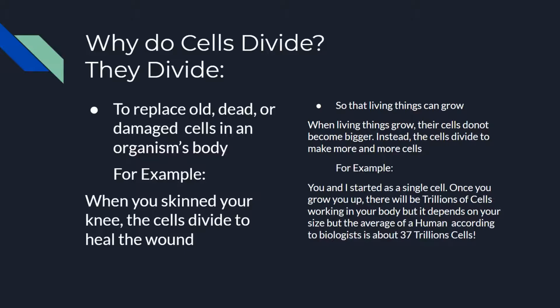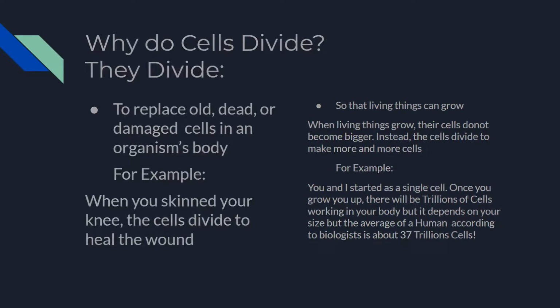Now we go on to another question. How many cells are in your body? You and I began as a single cell, or what you would call an egg. By the time you are an adult, you will have trillions and trillions of cells. That number depends on the size of the person, but biologists put that number around 37 trillion cells.